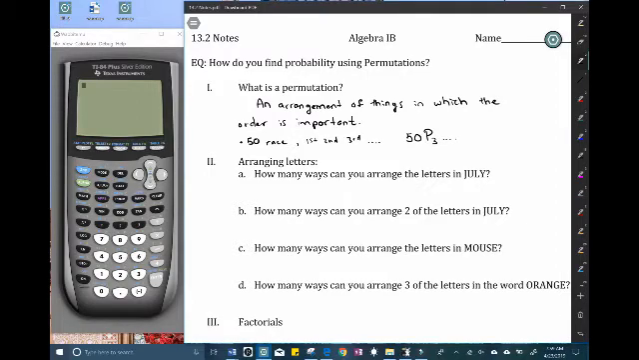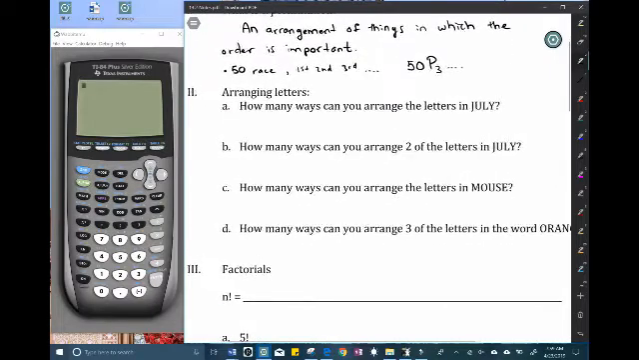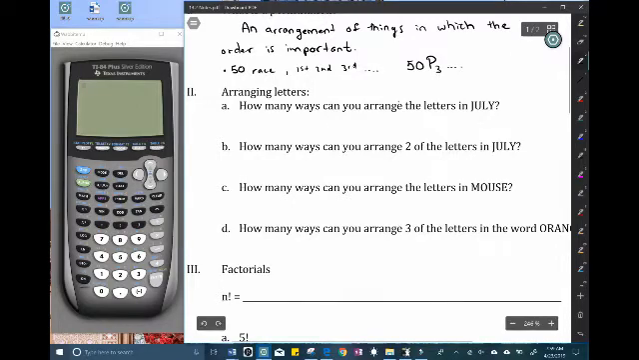Some things we're going to look at first are arranging letters. We're going to be giving you different words, and you're going to pick how to move the letters around. There's a few ways to look at this. So first off, July. July is coming up. There are 4 letters in the word July: 1, 2, 3, 4. And we want to see how many ways we can rearrange them, switch them around.